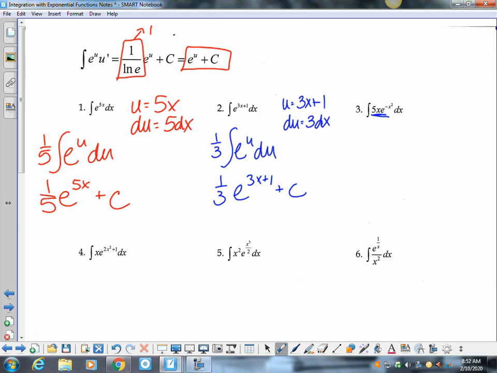Can you see you don't have a product rule? You have a 5 and an x and an e to the negative x squared. What should your u be? So what of that extra stuff out front do you need? I need the x. What's the 5? Extra. So he's just going to kick out front. So my u is going to be a negative x squared.